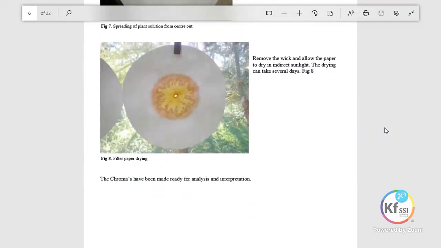And this can take several days, and it's quite fascinating to watch how the images change over this time as it's been exposed to the light. And then your chromos are basically ready for analysis and interpretation.